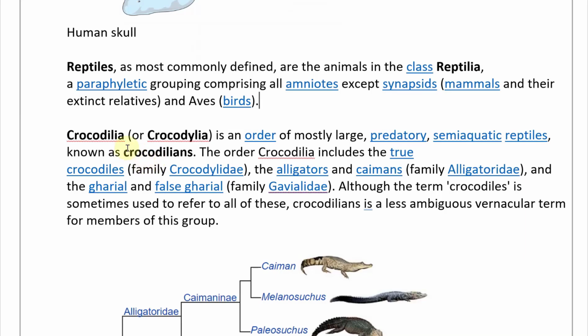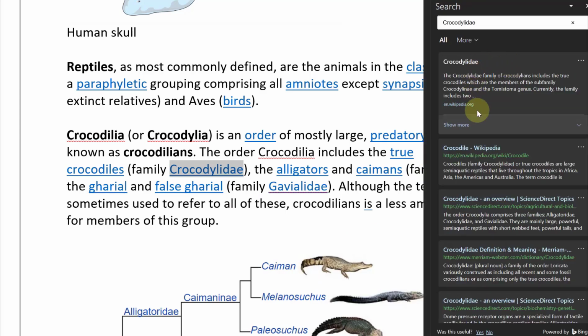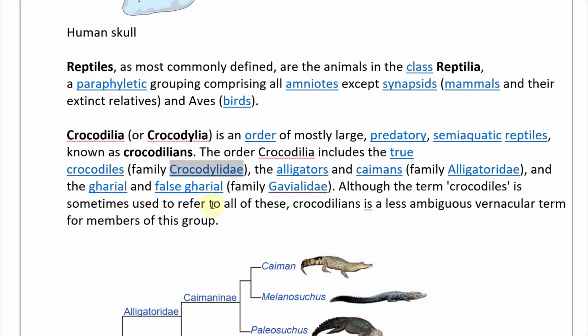Crocodilia is an order of mostly large, predatory, semi-aquatic reptiles known as crocodilians. The order Crocodilia includes the true crocodiles, which is the family Crocodylidae. Let's just see how that's pronounced. It doesn't have that, so we'll just call it Crocodylidae, I think. I just have to Google that.